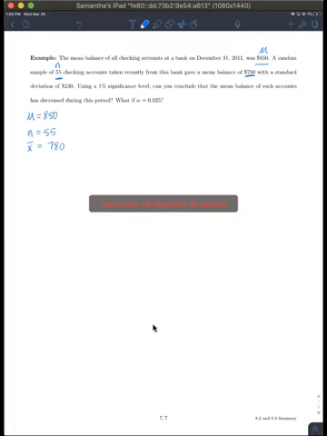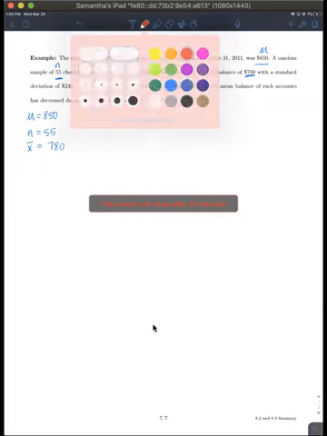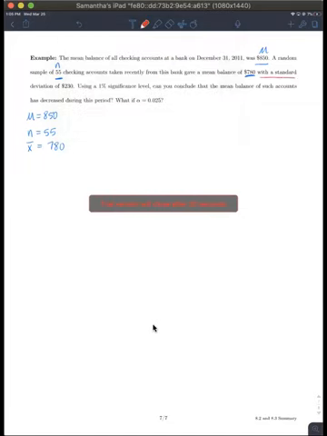And then here you have to be very careful about how you read the sentence, and this kind of comes back to your reading skills a little bit. It says with a standard deviation of $230. Is that going to be talking about sigma or is that going to be talking about S? S.